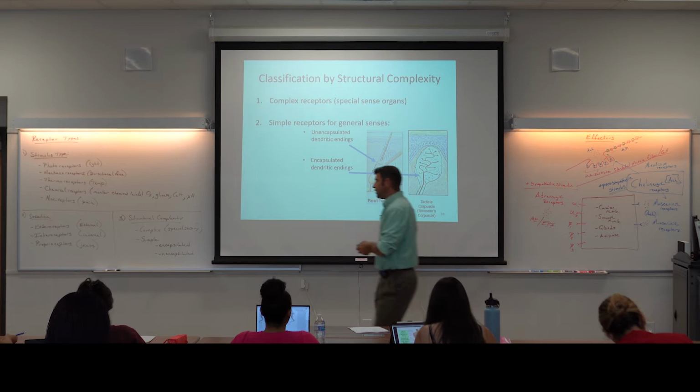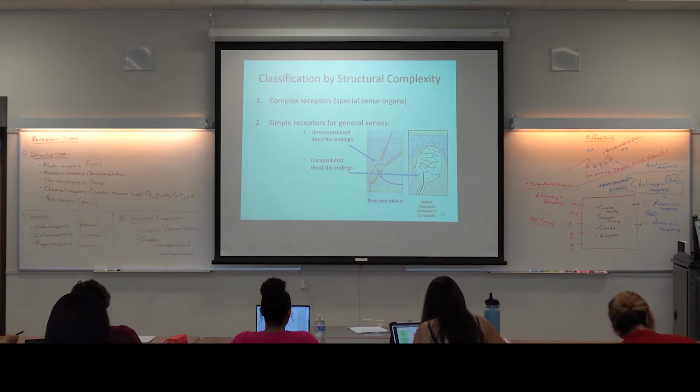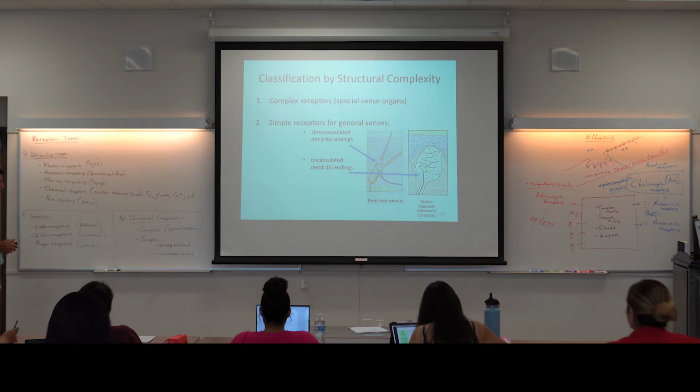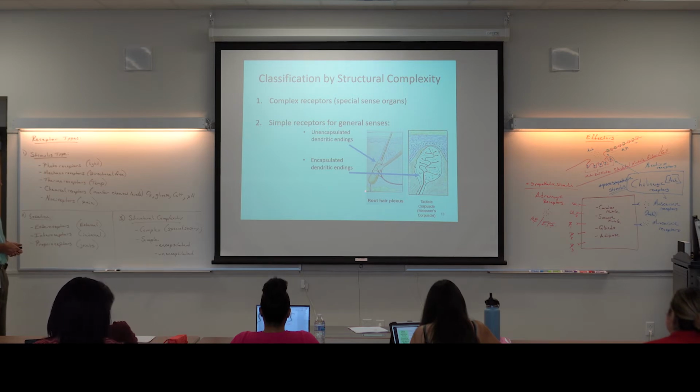Finally, to the third box down here, looking at those receptors based off of their structural complexity. The complex ones we're going to see more when we get to special sensory. If we just compare the simple ones, they are either encapsulated in connective tissue, like we can see this Meissner corpuscle, or they are unencapsulated, like we would see for the free nerve endings or this root hair plexus.